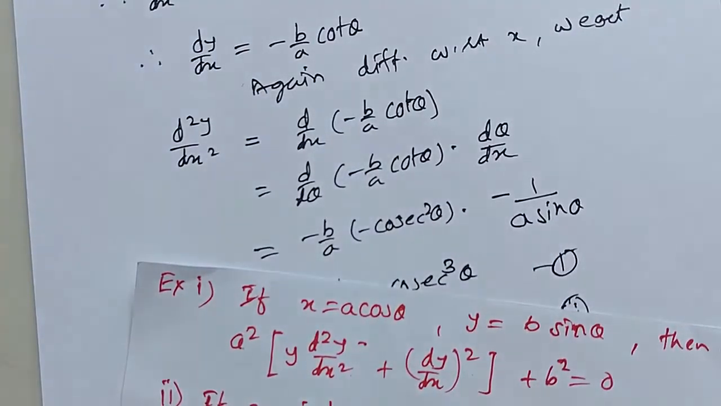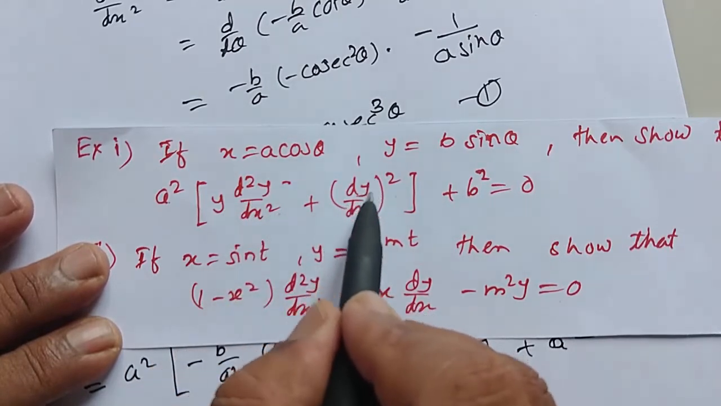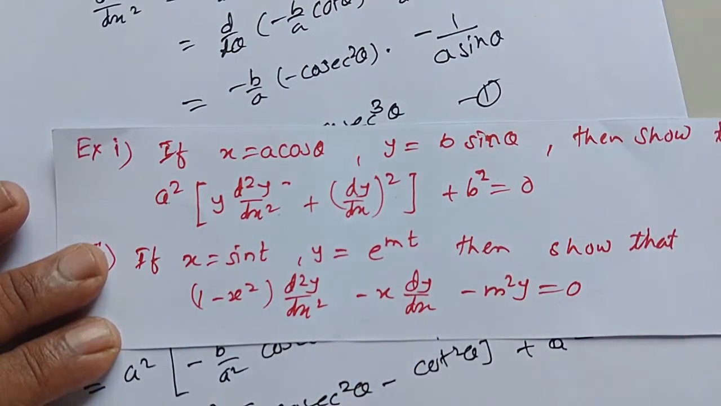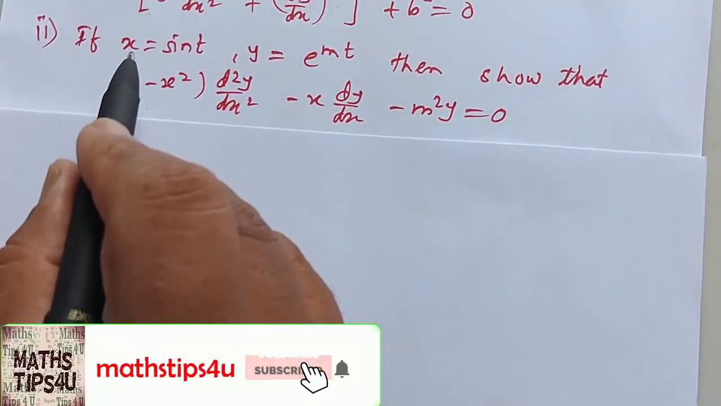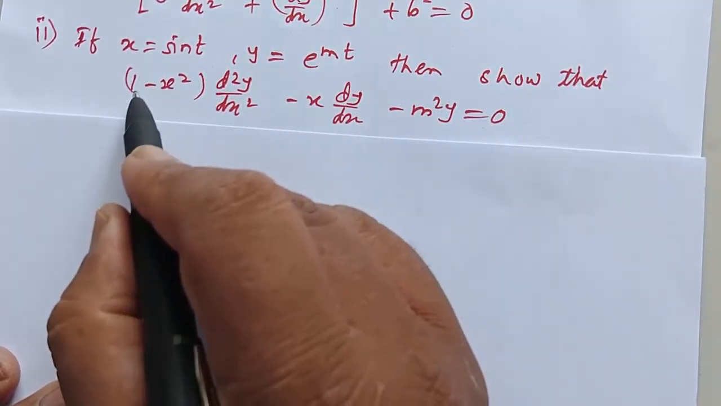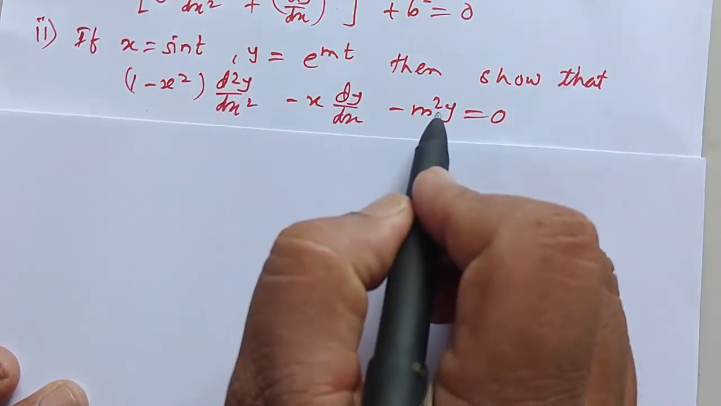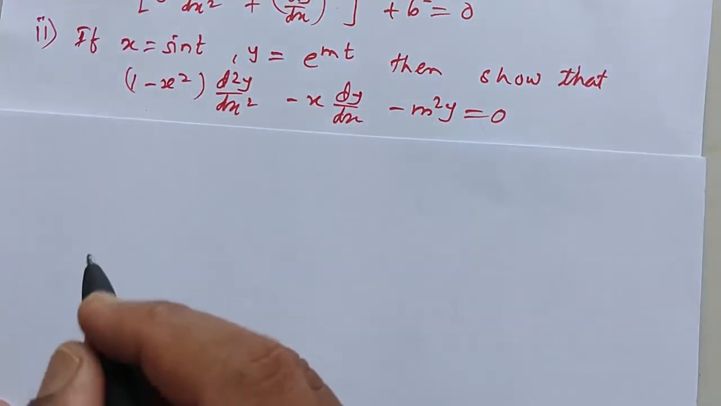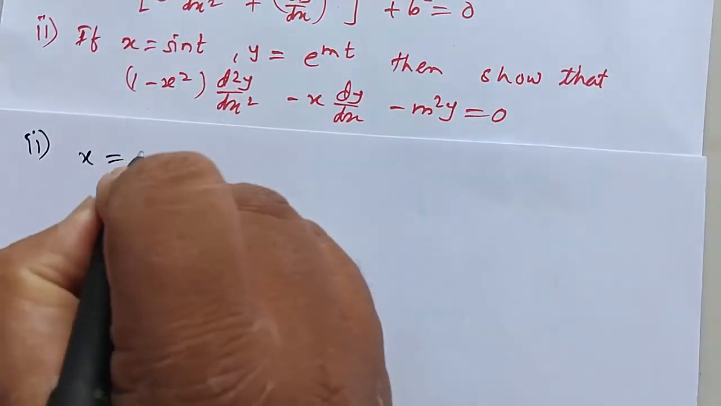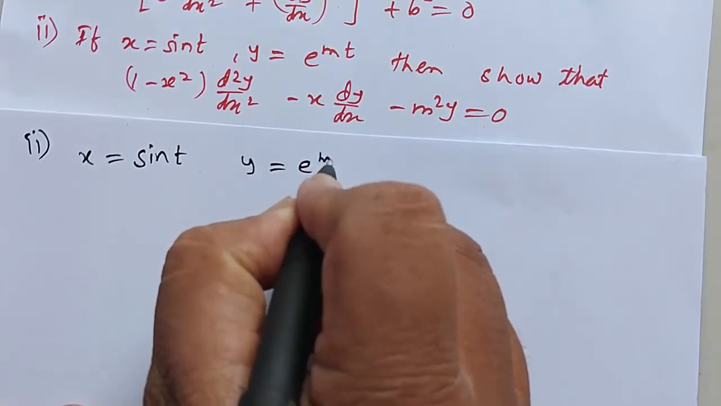Hence we have proved a square into bracket y into d2y by dx square plus dy by dx bracket square plus b square is equal to 0. Number 2: x is equal to sin t and y is equal to e raised to mt, then show that bracket 1 minus x square into d2y by dx square minus x into dy by dx minus m square y is equal to 0.